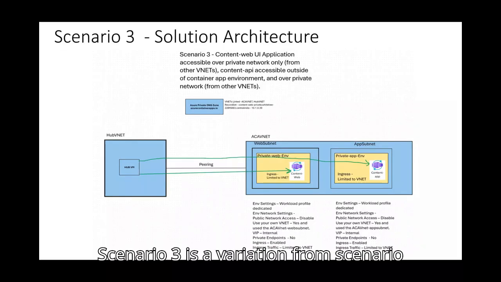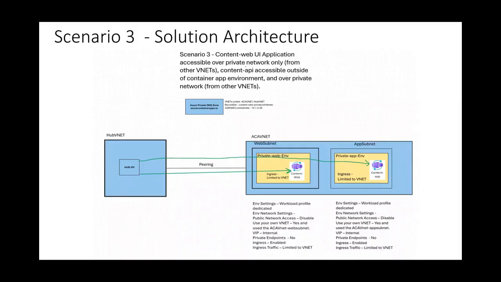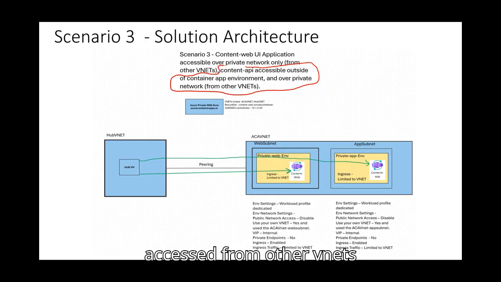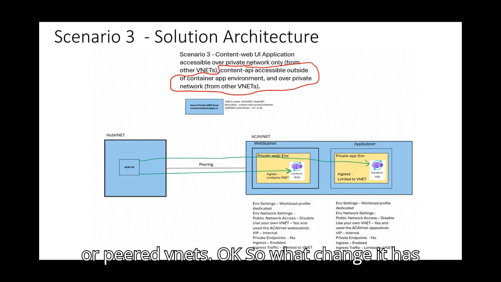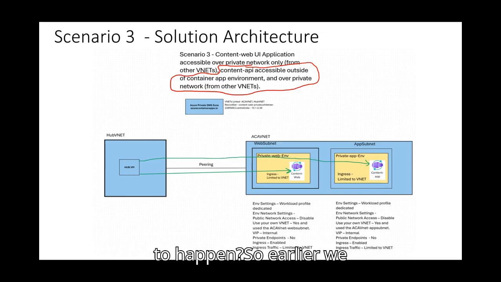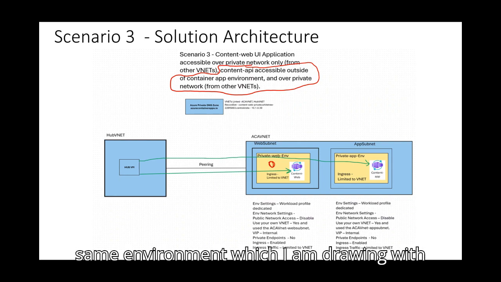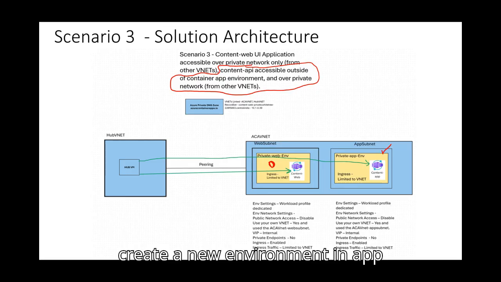Scenario 3 is a variation from scenario 2. The only change is that now the content API will also be accessed from other VNets or peered VNets. So what change has to happen? Earlier we were deploying the content API in the same environment, which I'm drawing with the circle, but now we have to create a new environment in the app subnet and deploy the content API in that. So this is what we need to do, which is tick marked on the screen.